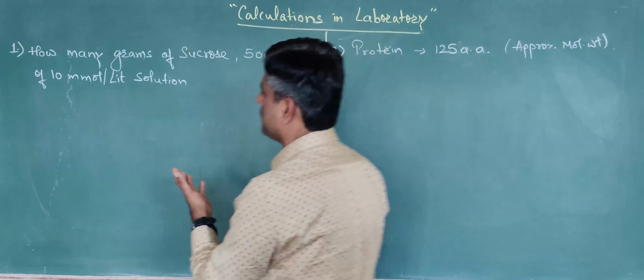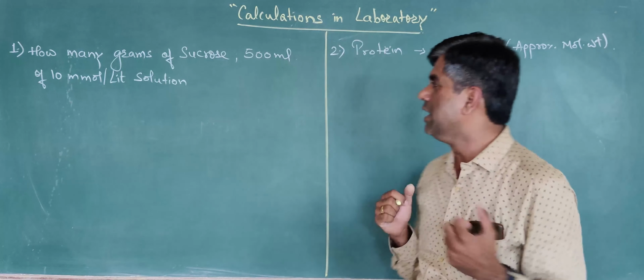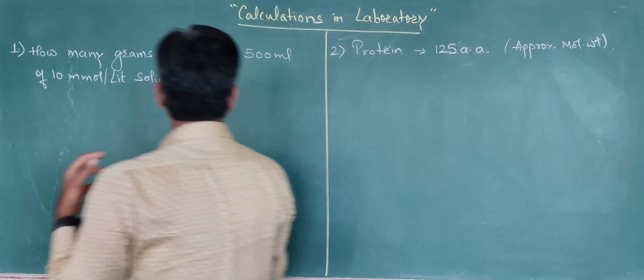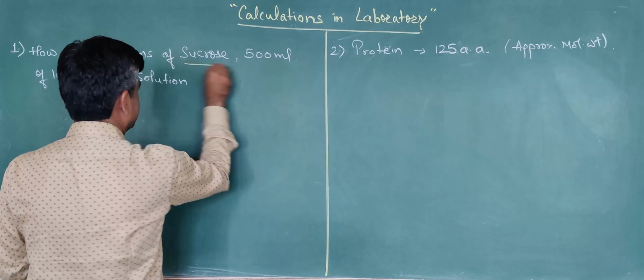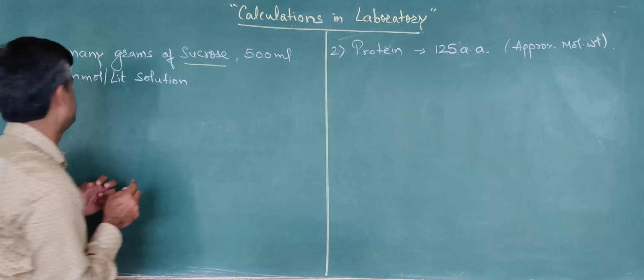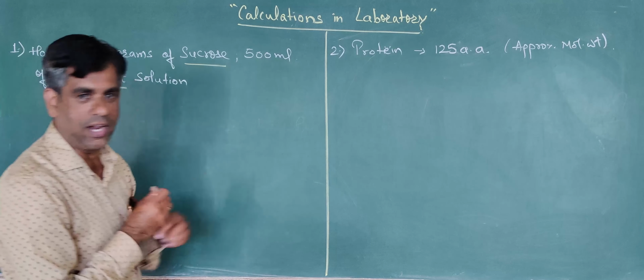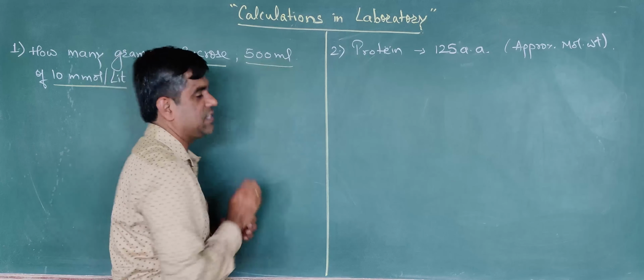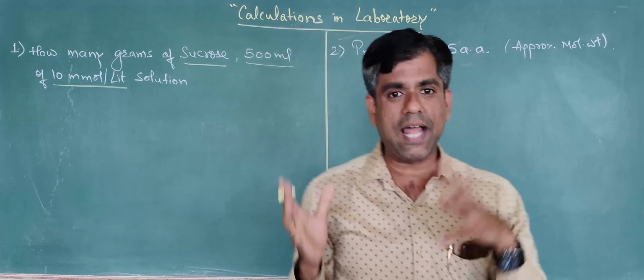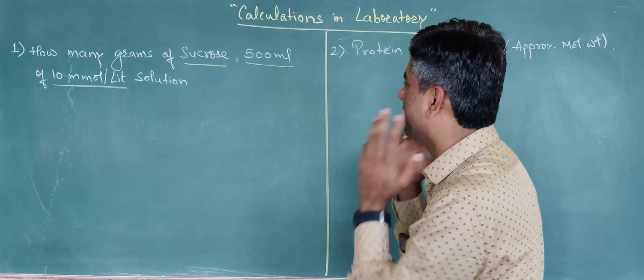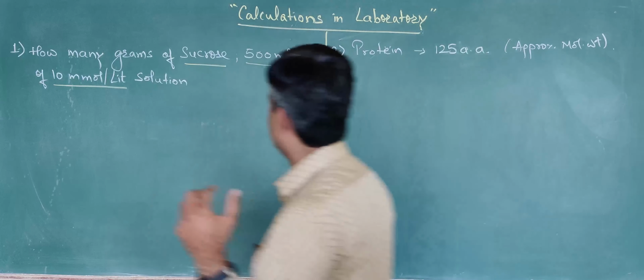The simple solution which we are supposed to prepare today is a sucrose solution, with a concentration of 10 millimoles per liter, and I need to prepare half a liter of that, around 500 ml. So how many grams of sucrose will I weigh?